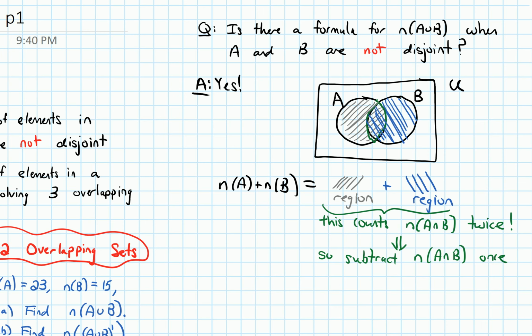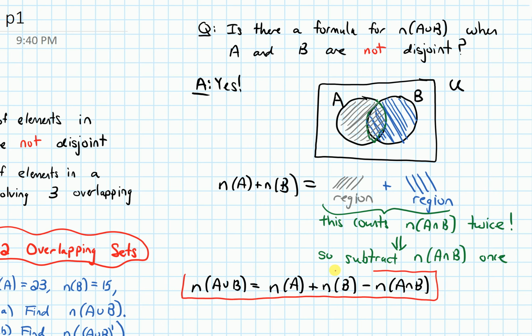Okay, so let's take a look at this. That would give me that the number of elements in A union B, if I actually want to count this, I will find the number of elements in A plus the number of elements in B. But right now that's too big because it counts the intersection twice. So I'm going to subtract the number of elements in the intersection. That way now I'm only counting it once. And that is my general formula for the number of elements in A union B.